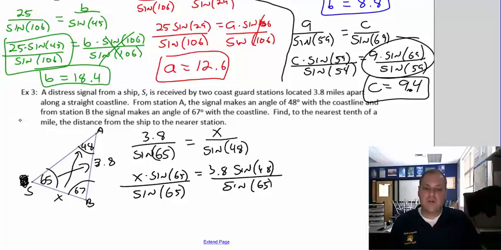Hopefully you got the hang of the law of sines. X equals 3.1 miles. So the ship is 3.1 miles from station B.